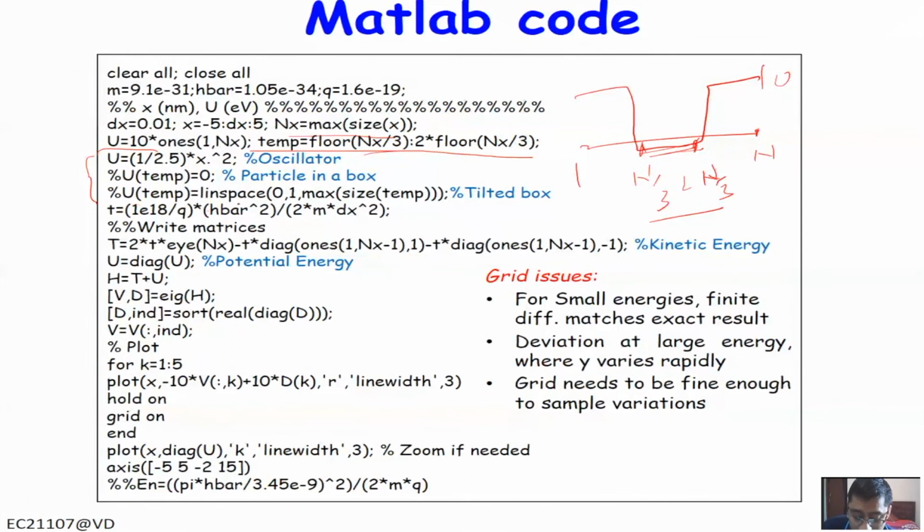So this is basically varying from 0 to 1 and the maximum size of the temp, right? So this is basically varying from 0 to 1 like this. Okay.